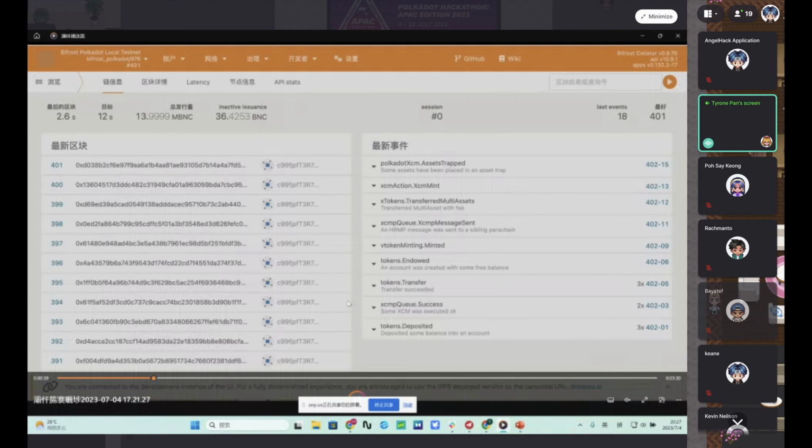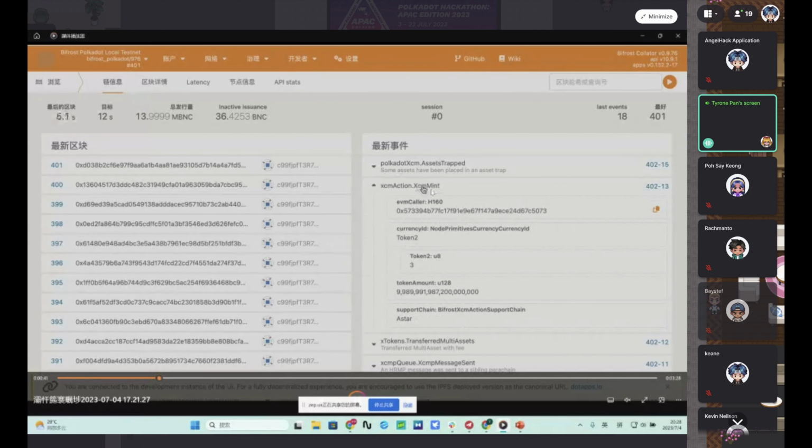And we go to the Bifrost Polkadot custom page. There's a message about token 2 to 3, which is the vASTR registered on Bifrost, and here it shows how many vASTR have been minted. But you might ask why it is not 10. It's 9.9 vASTR.